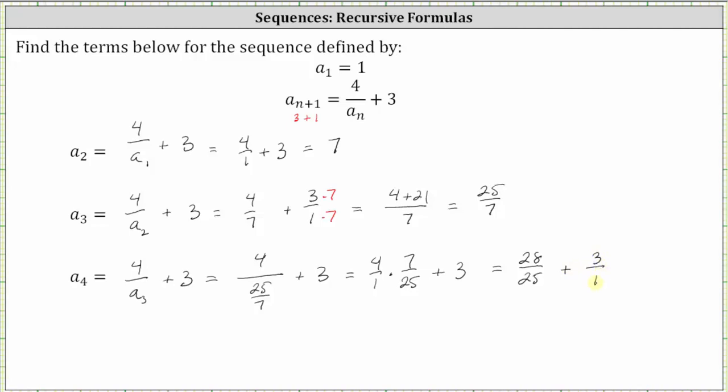Notice now the least common denominator is 25. To write 3 over 1 as an equivalent fraction with the denominator of 25, we multiply the numerator and denominator by 25. This gives us 28 25ths plus 75 25ths, which equals 103 25ths. A sub 4 equals 103 25ths.